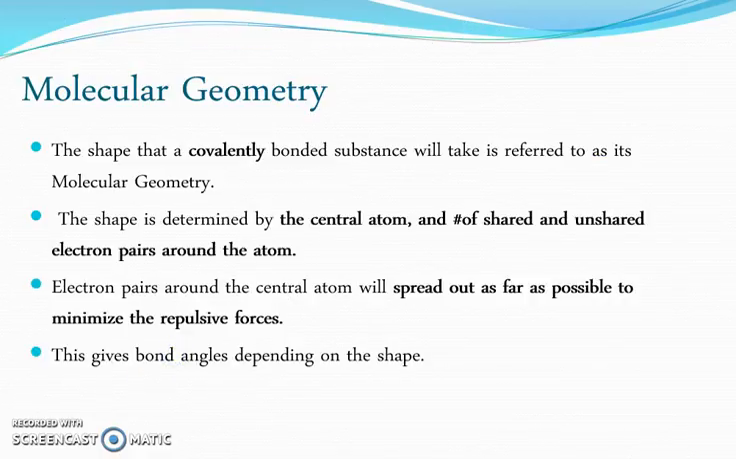So the shape that a covalently bonded substance will take is referred to as its molecular geometry. The shape is determined by the central atom and the number of shared and unshared electron pairs around the atom. Electron pairs around the central atom will spread out as far as possible to minimize the repulsive forces. This gives bond angles depending on the shape.